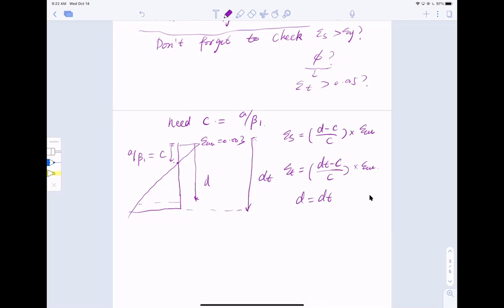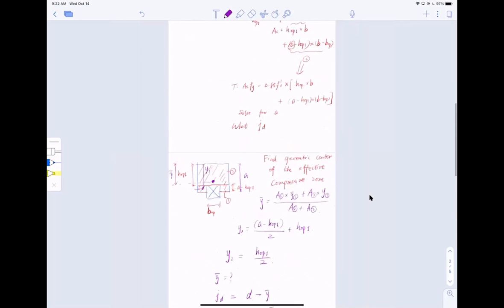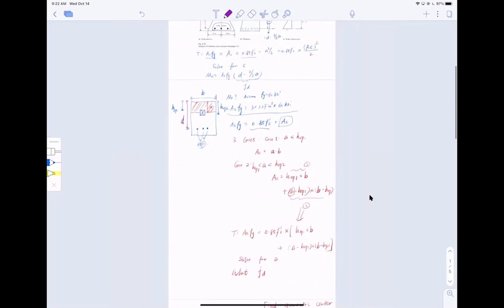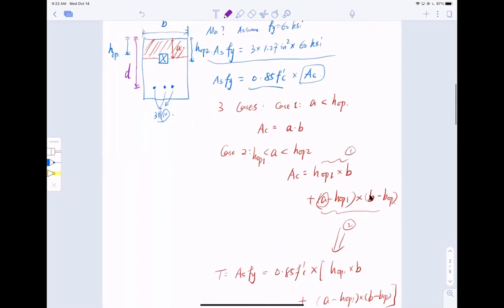So you find the strain in the steel, you find the strain in the last row of the steel, you check whether epsilon s is bigger than epsilon y or not, then whether epsilon t is bigger than 0.005 or not. Now this is all for case 2. Remember, we have 3 cases.